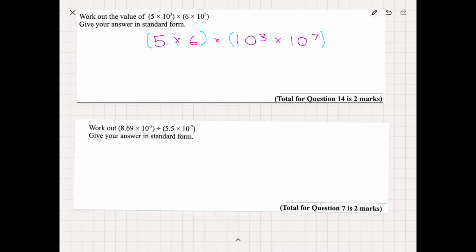So 5 times 6, simple multiplication right here. 5 times 6 is 30. Then we have to do 10 to the power of 3 times 10 to the power of 7. That is, don't forget, if we're multiplying powers together which have the same base value, in this case a 10, we can just add the powers together. So we're effectively doing here 10 to the power of 3 plus 7. So that will give us 10 to the power of 10.